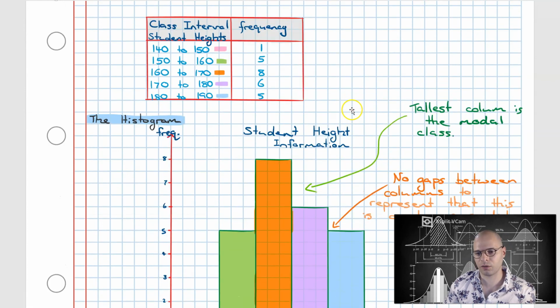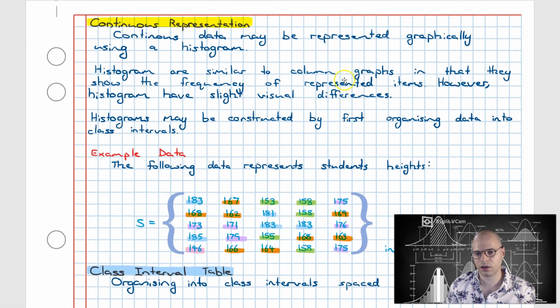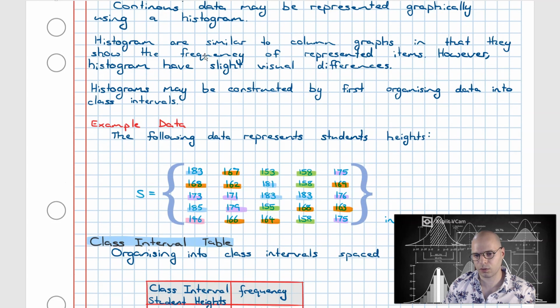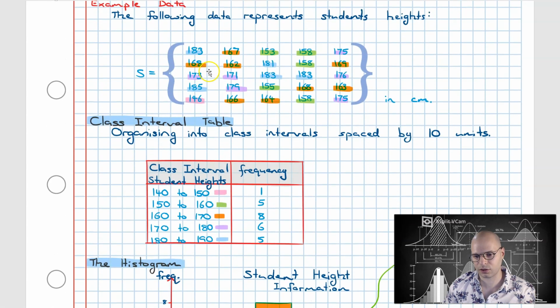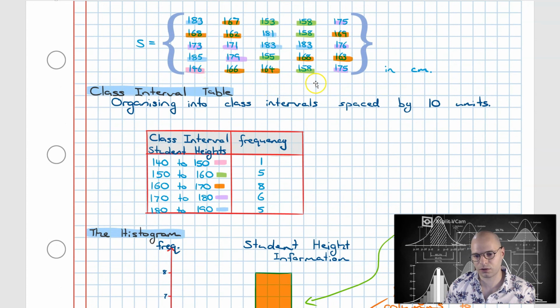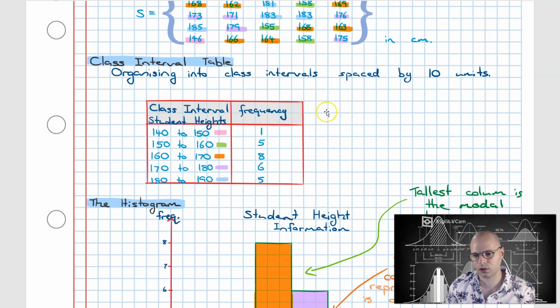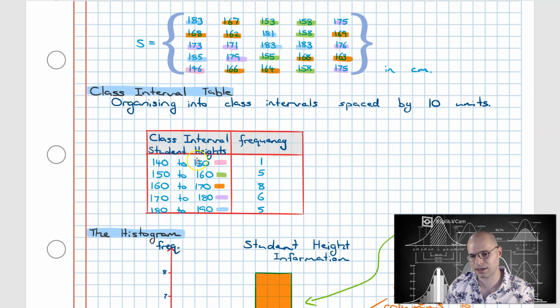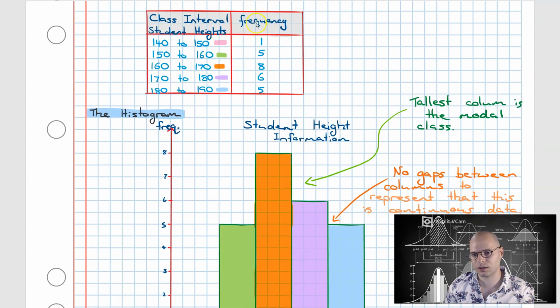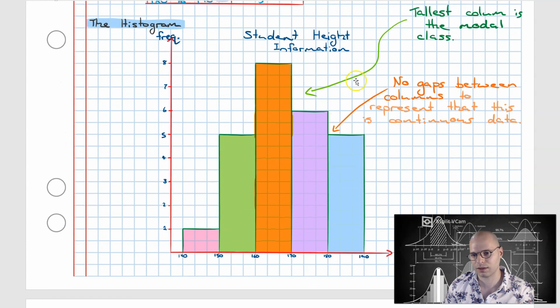So in summary, what we had a look at in this video was how we can represent continuous data graphically. We discovered that we could do this using a histogram. However, to first construct a histogram, we need to organize our data into something called a class interval table, as shown over here. In this case, our class interval table is spaced by 10 units. Then, after we construct this class interval table, we can construct our histogram shown over here.